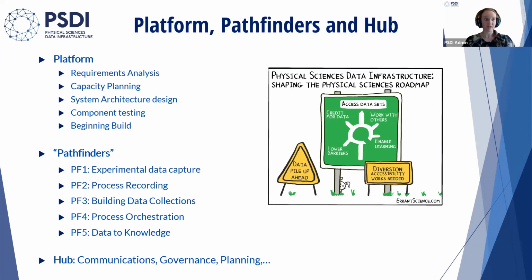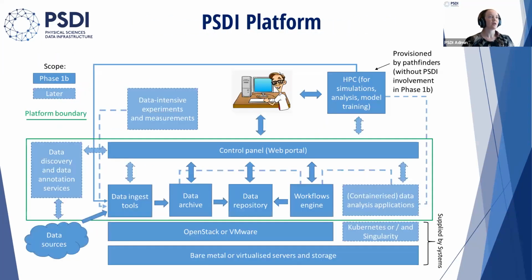We currently have 5 active Pathfinders, which are focusing on some of the key areas. Some of these are domain-specific applications, and some are areas that are more cross-domain techniques. Juan covered Pathfinder 4 with that detailed example at the beginning of this presentation, and I'm going to be providing a brief overview of the other 4 Pathfinders in a couple of slides' time. The remaining activities largely fit into the PSDI hub, which supports the operation of this infrastructure.